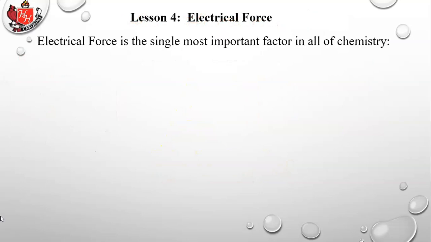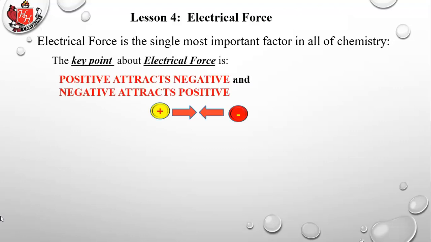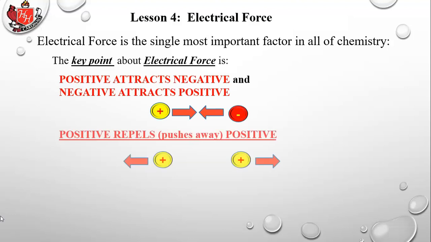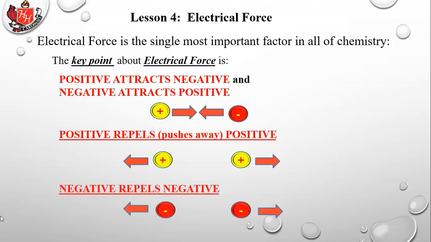So electrical force is the single most important factor in all of chemistry. The key point about electrical force is that positive attracts negative and negative attracts positive. Positive repels, pushes away positive. Negative repels, pushes away negative.